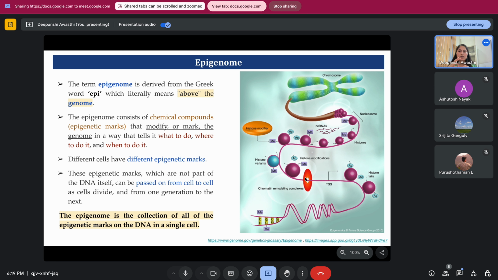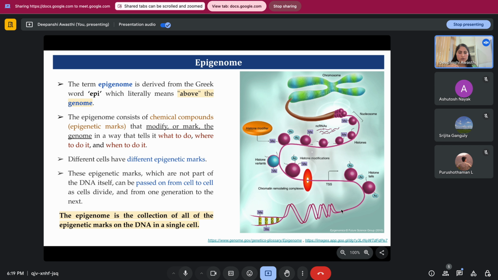So when it is compactly packed, DNA is not accessible to the other transcriptional factors and translational factors, and that is referred to as the heterochromatin. That means the genes are not able to express. Whereas if the DNA is freely available, not compactly packed, and accessible for replication and transcription, then it is referred to as the euchromatin. That means actively expressing DNA.